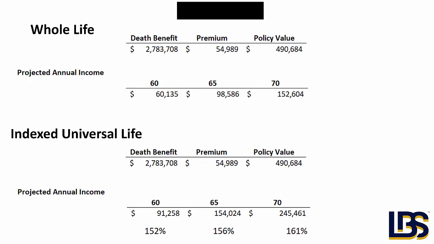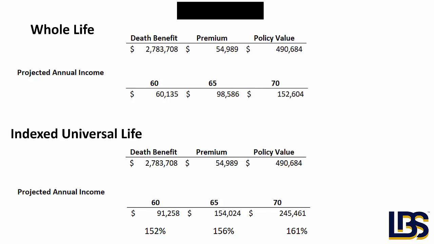Now, what's the difference? The big difference is this. Whole life is really tied to the interest rate market and the dividends of the life insurance company, which are also typically tied to the interest rate market. And you know that we've been in a very low interest rate market at least over the last 10, 20 years, at least since 1999.